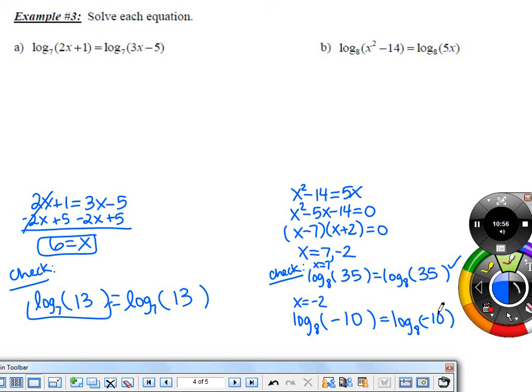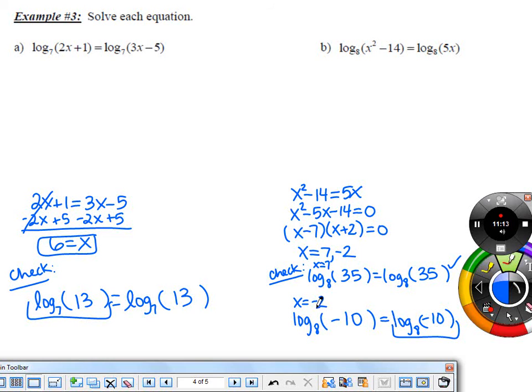Now you might feel like this worked because both sides look the same, but ask yourself, what is log base 8 of negative 10? There is no power you can place on 8 to make it equal a negative. Remember, we couldn't calculate logs of negatives or of 0.